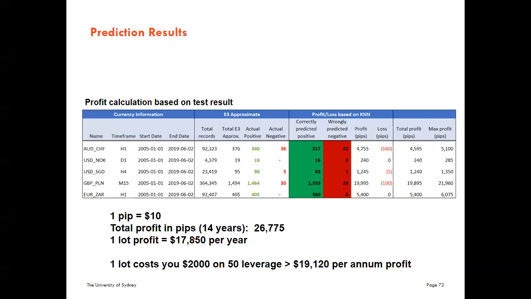Okay. All right. So these are the testing results. These are not the real result. We didn't make this much money. We tested it on 14 years of data of 5 different currency pairs and 5 different time frames. And this is the result. If we had used our model on these time frames, on these currency pairs, we would have made this many pips in those years.